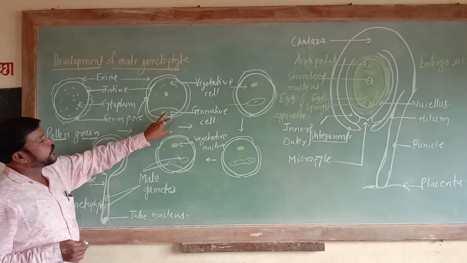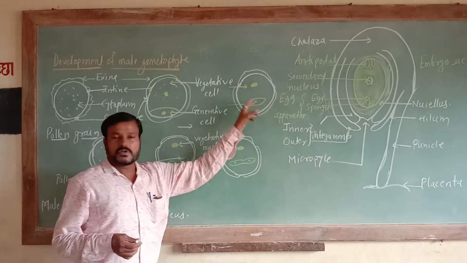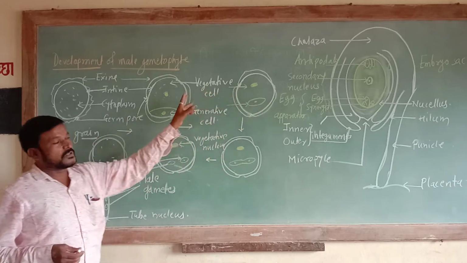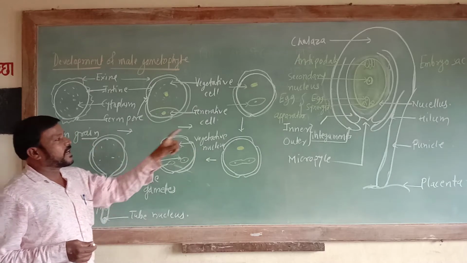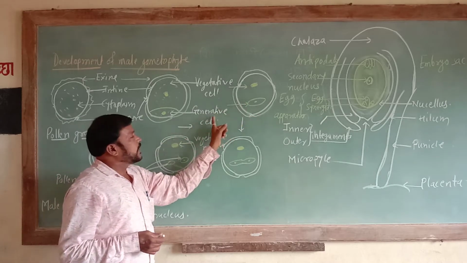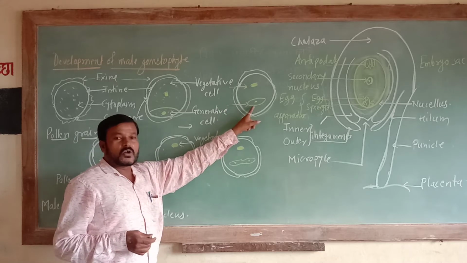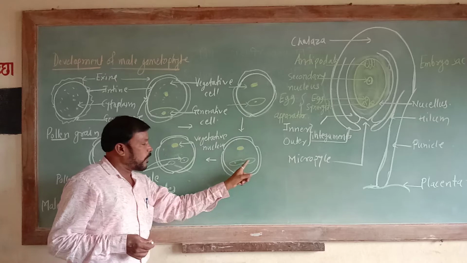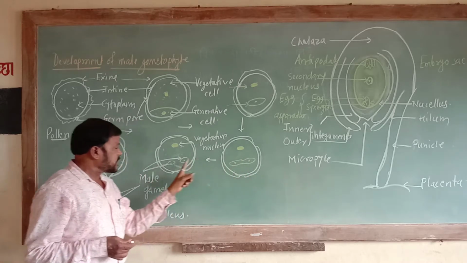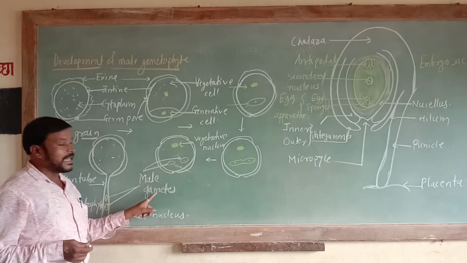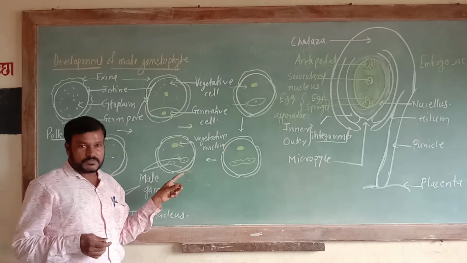Here, this generative cell floats in the cytoplasm of the pollen grain, or the cytoplasm of the vegetative cell. In the second mitotic division, only the nucleus of the generative cell undergoes mitosis and forms two cells. These two cells give rise to the male gametes after the second mitotic division.